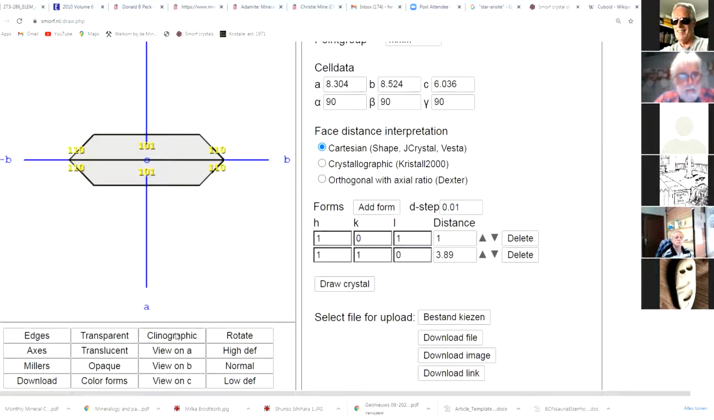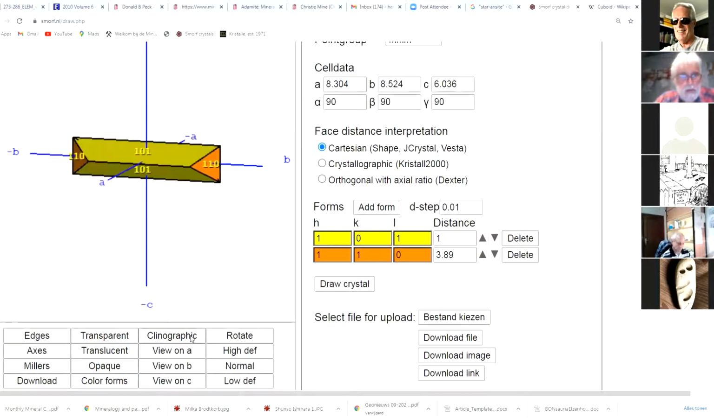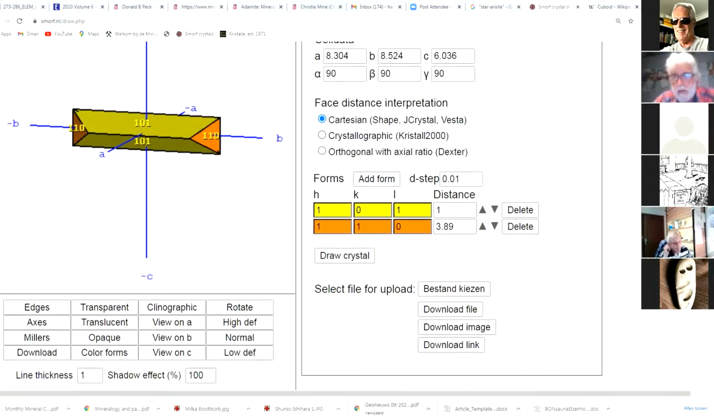Okay. There's also the possibility to color your different forms. So for example, here with the Crystallographic orientation, that's an easy way also to distinguish between the different crystal forms, if you give them a different color. And you can eventually save your work by clicking on download, so that you download the file or the image.